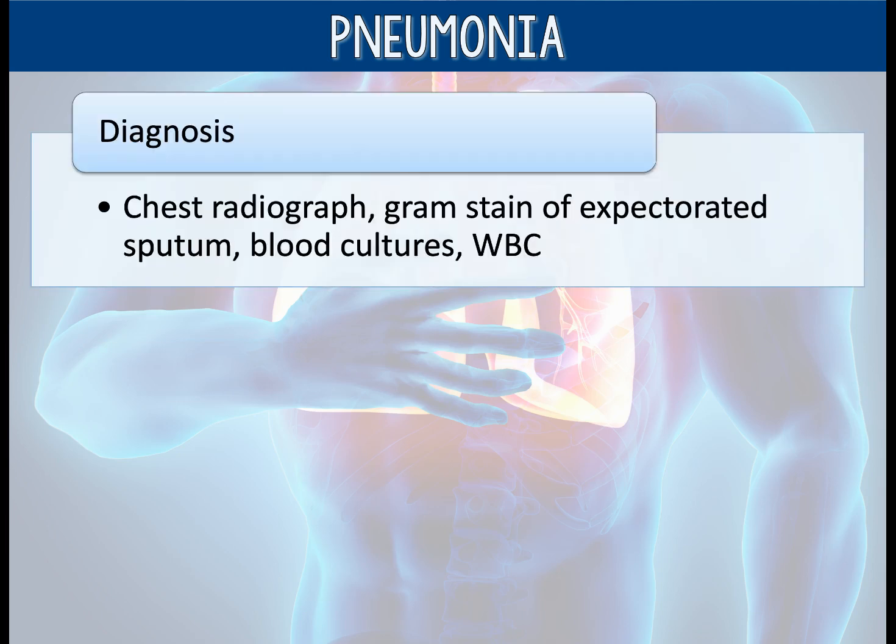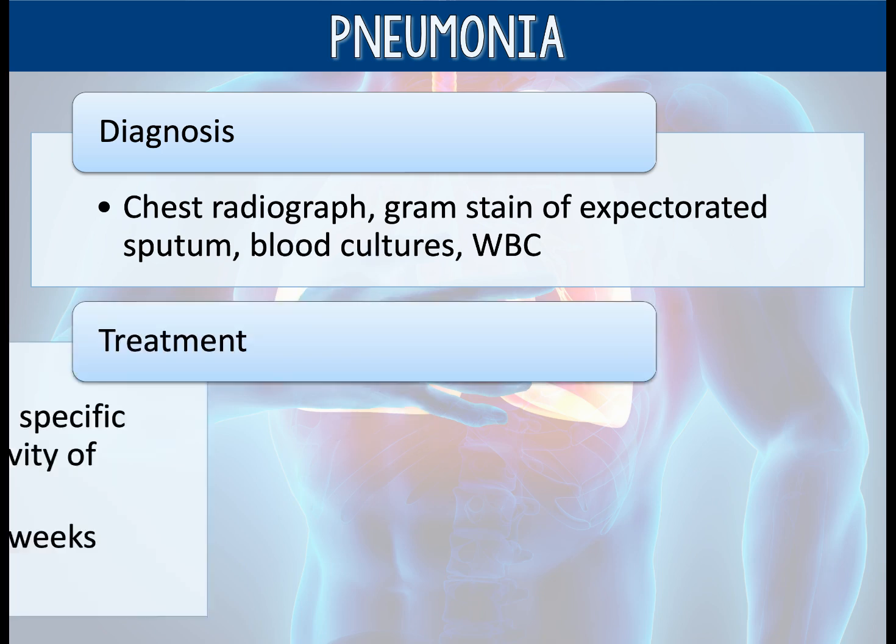How is pneumonia diagnosed? We take a chest X-ray. That's really how you diagnose it, and then we do some gram staining to see what kind of bacteria it is. That way, we can direct the kind of antibiotics to give them.